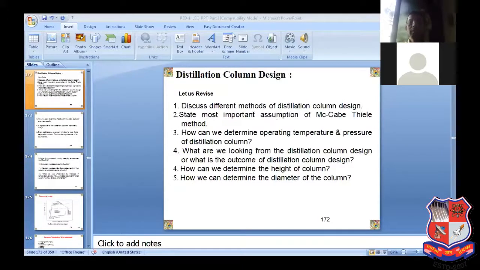But many a time it happens that not only the component nature, but other operations also affect the distillation column temperature and pressure. For example, you have a top product component A which has a boiling point of only 35 degrees centigrade. Fine. So what happens if you want to design a distillation column at 1 atmospheric pressure? In that situation, what is going to happen? Now the boiling point is only 35 degrees centigrade. So which coolant are you going to use at the top of the distillation column?